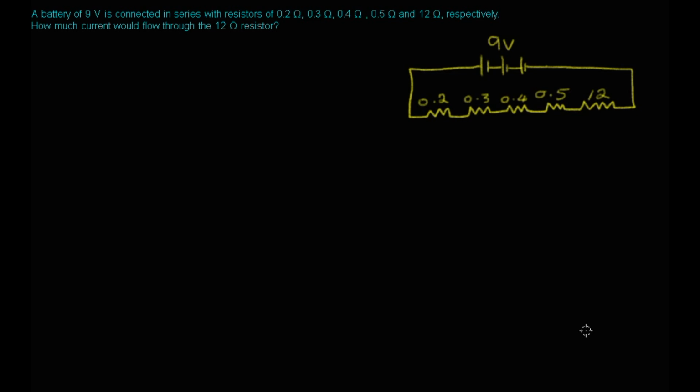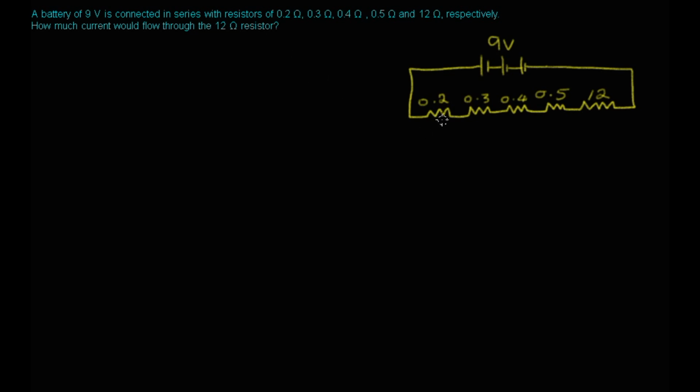Hi students, here we have a slightly different question. See the question here. A battery of 9 volt is connected in series with resistors of 0.2 ohm, 0.3 ohm, 0.4 ohm, 0.5 ohm and 12 ohm respectively. How much current would flow through the 12 ohm resistor?